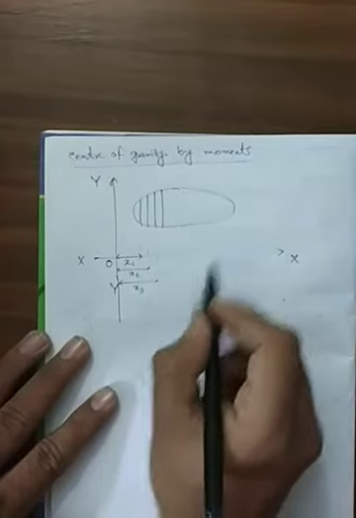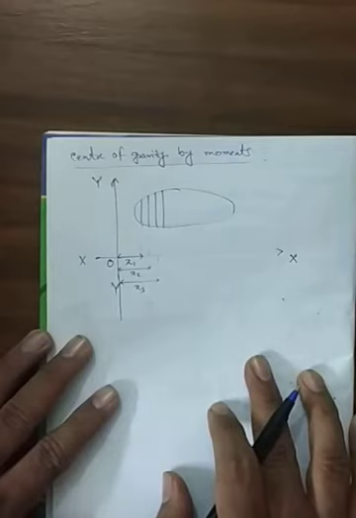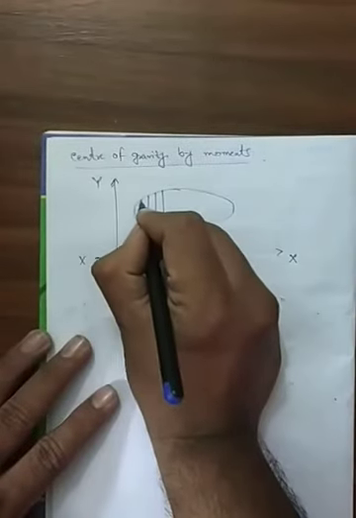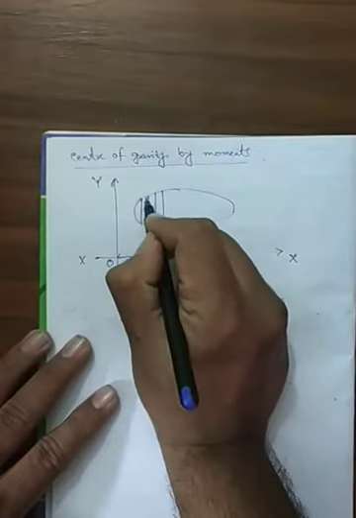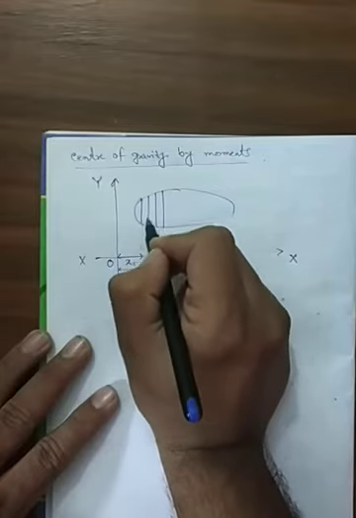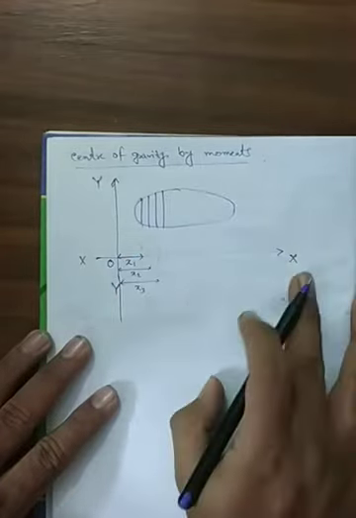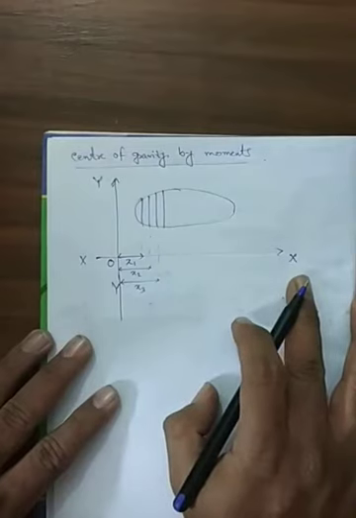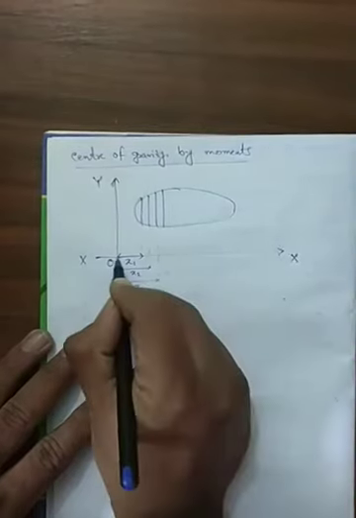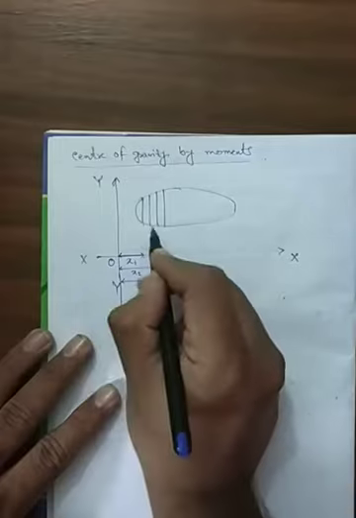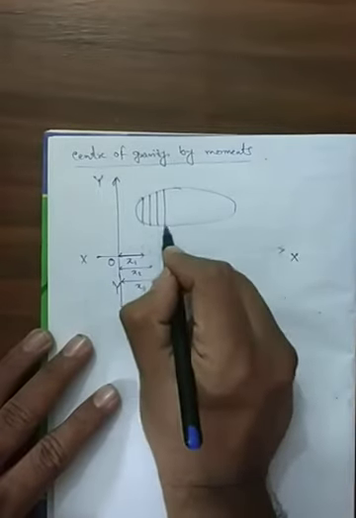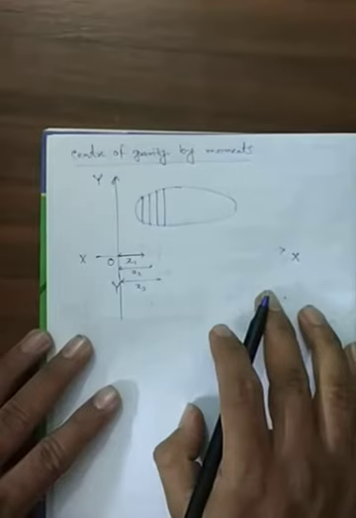So we divide the body into small masses whose centers of gravity are known. For this divided portion, the mass is m1, this portion's mass is m2, this portion m3, and then m4, m5, m6 and so on. The coordinates are x1 and y1, x2 and y2, x3 and y3. So let x bar and y bar be the coordinates of the center of gravity of the body.